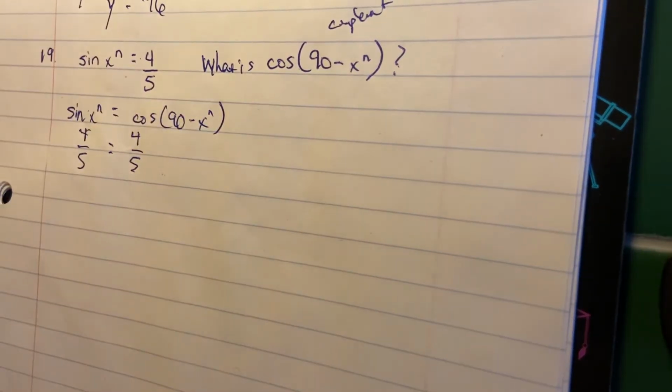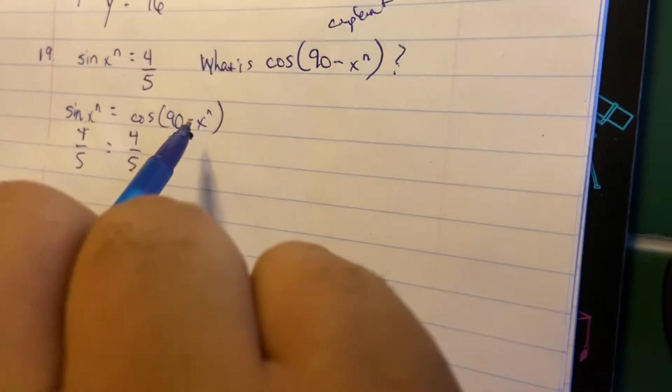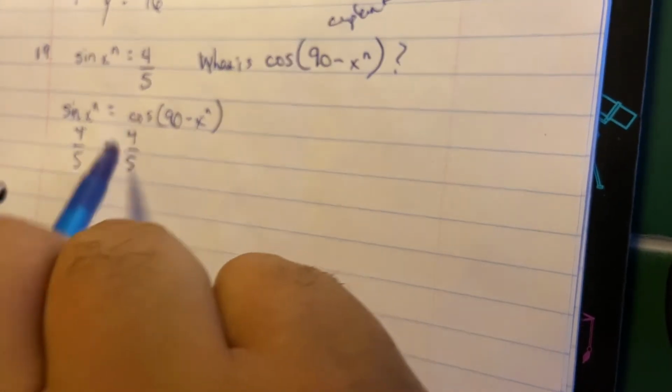Now, when you first look at a problem like this, you might not be thinking about that because you might have forgotten a lot of the trigonometry rules and relationships. But just know that the sine of an angle is equal to the cosine of its complement. All right. So if the sine of an angle is 4/5, then the cosine is 4/5.